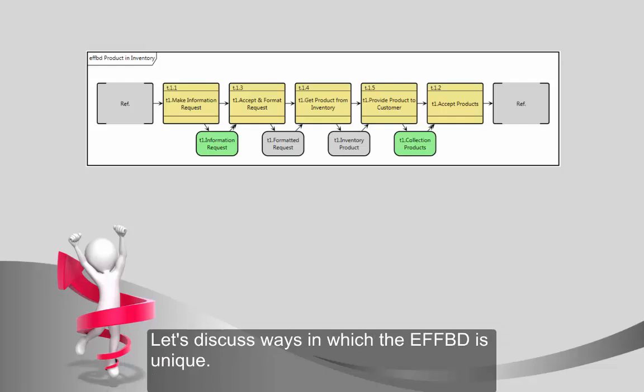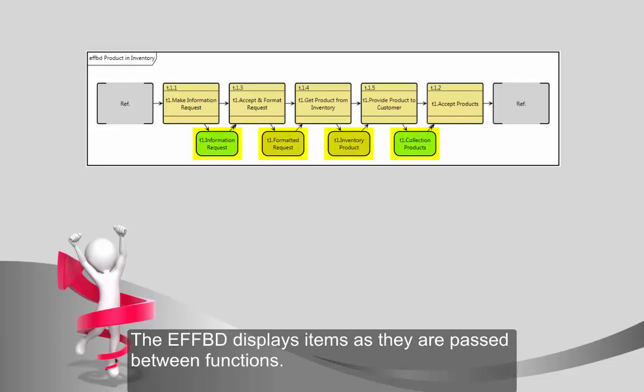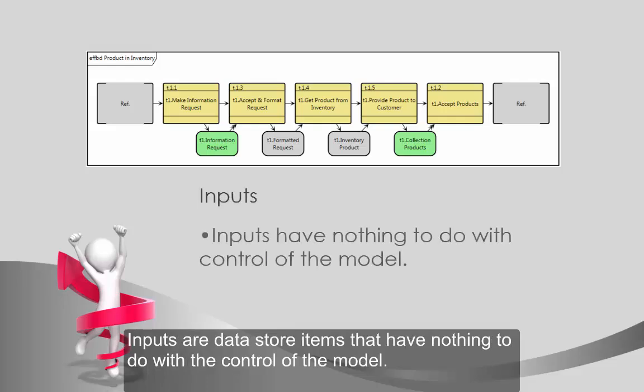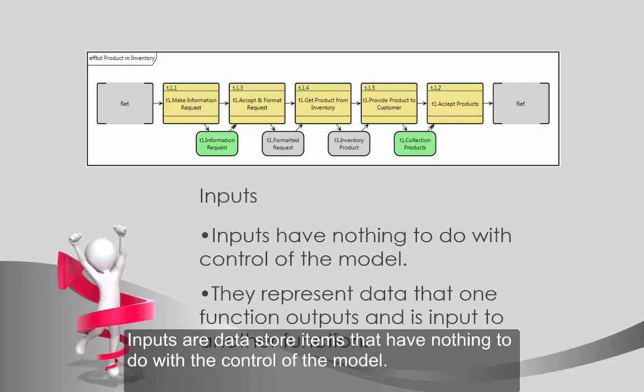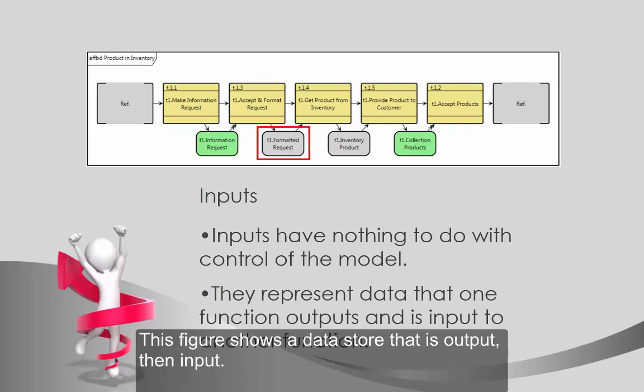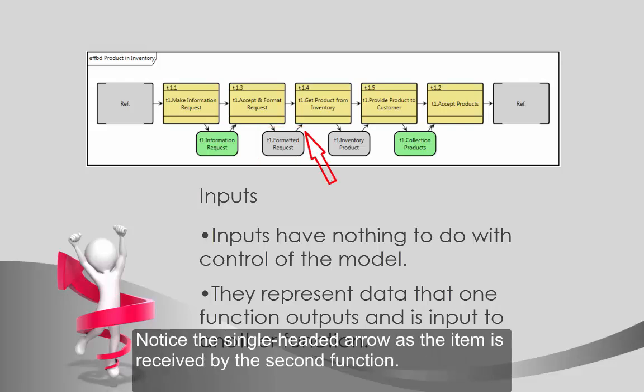Let's discuss ways in which the EFFBD is unique. The EFFBD displays items as they are passed between functions. Items are output from, input to, or trigger functions. Inputs are data store items that have nothing to do with the control of the model. They simply represent data that one function outputs and another function receives as inputs. This figure shows a data store that is output, then input. Notice the single-headed arrow as the item is received by the second function.